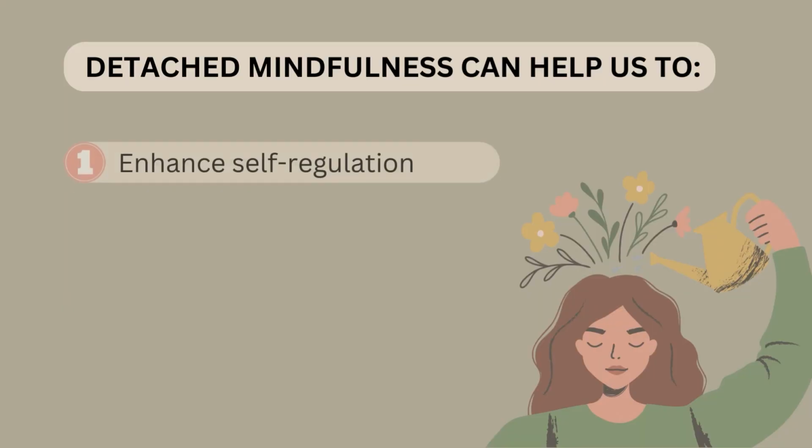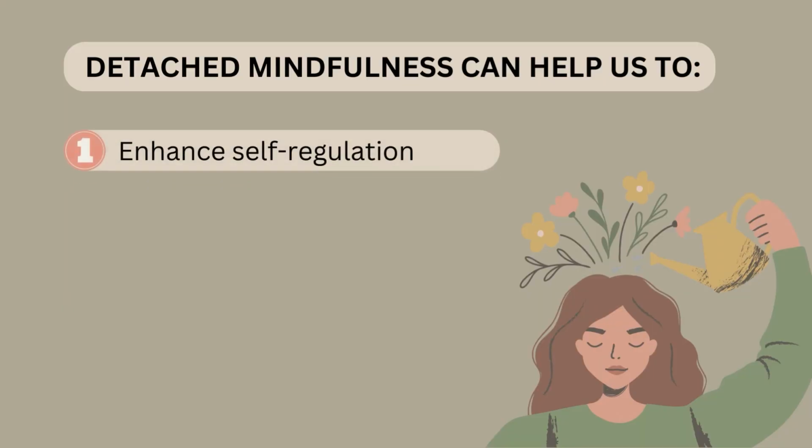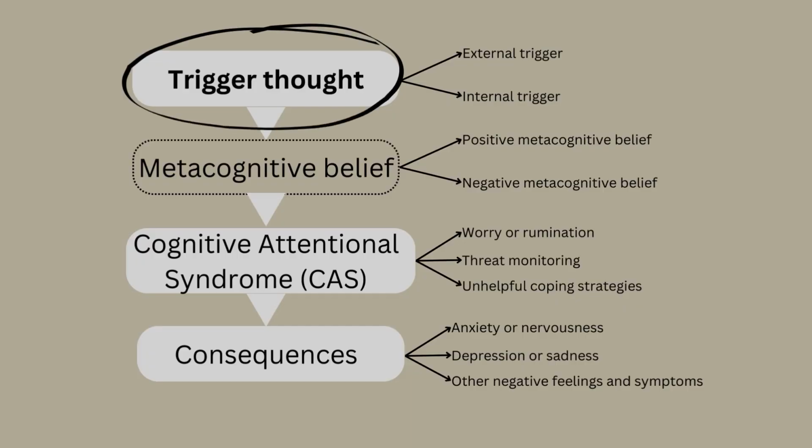When we practice detached mindfulness, it can help us to enhance self-regulation. It gives us a better understanding of our reactions to thoughts and emotional experiences. By practicing detached mindfulness, we can learn to observe our trigger thoughts, which hopefully you remember from the second video of the series, without engaging with them. Instead of reacting automatically to the trigger thoughts, we develop the ability to notice these thoughts just as mental events, reducing their power to trigger unhelpful metacognitive processes.